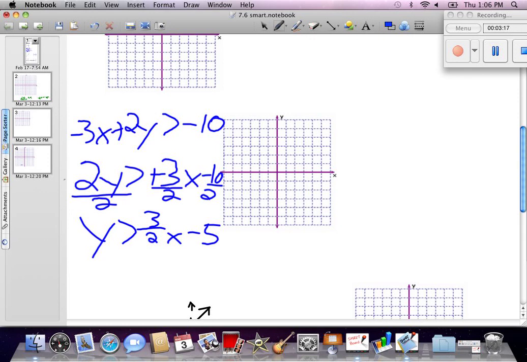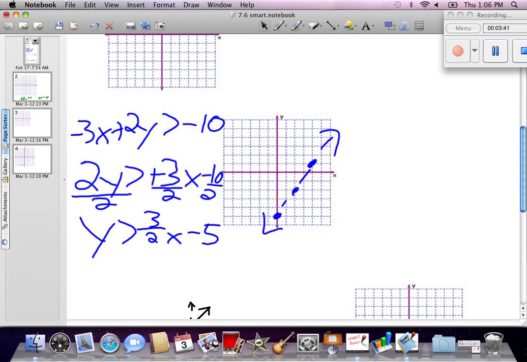I'm going to put my first dot at -5. Down 1, 2, 3, 4, 5. And then I'm going to go up 3 over 2. Up 1, 2, 3 over 1, 2. Now it's a dotted line, or a dashed line, because it's not underlined.